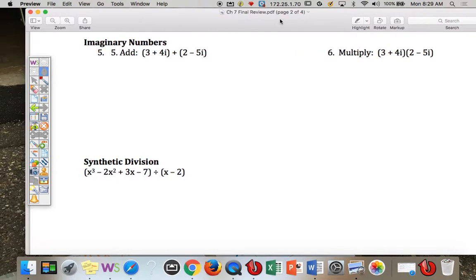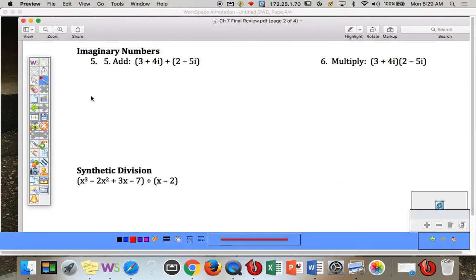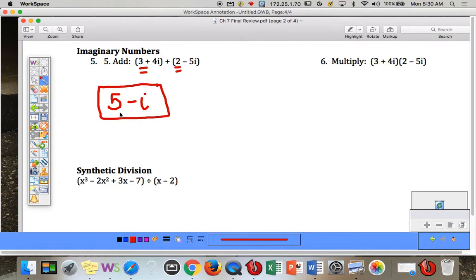All right, we looked at imaginary numbers in this section. When you add, you just combine like terms. So we have a 3 plus a 2, that's 5. 4i minus 5i is negative i. So you put your real number first and then your imaginary.